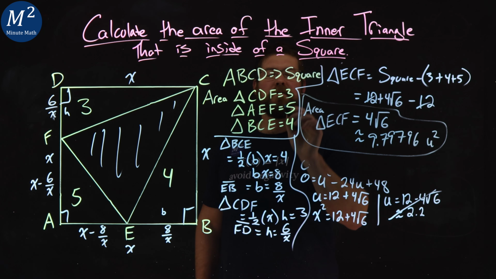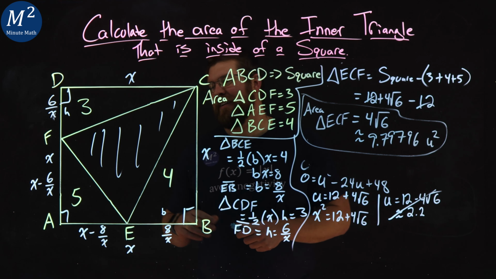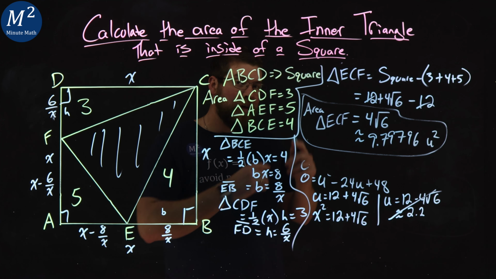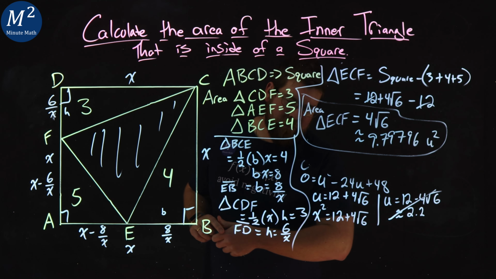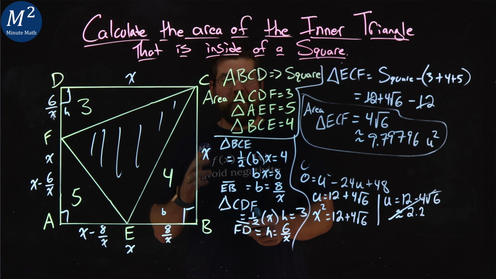But either way, we got our answer. Exactly 4 square root of 6 is the area of that inner triangle region. Did you get that value? If you did, way to go. I approve. If you didn't, well, I hope you learned something here on how to solve this type of problem.